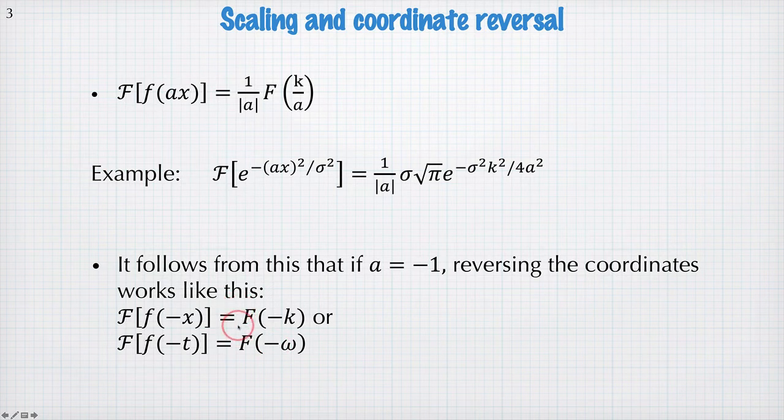The scaling out the front here is 1 on the absolute value of a, so we do not pick up a minus sign out the front here. If you reverse the coordinates in real space, you reverse the coordinates in frequency space without any extra scaling factor out the front.